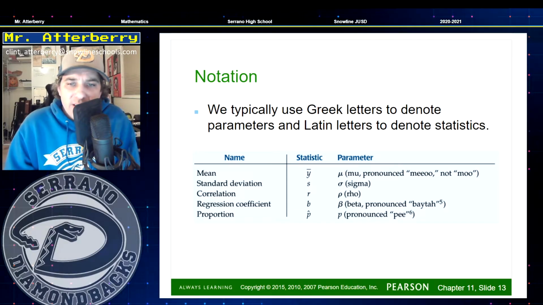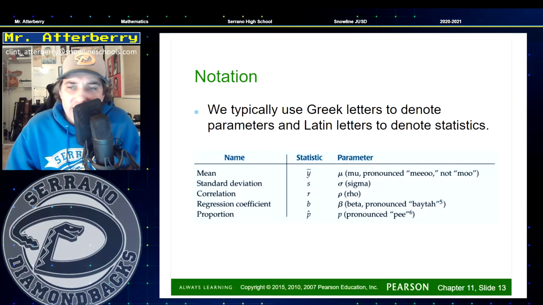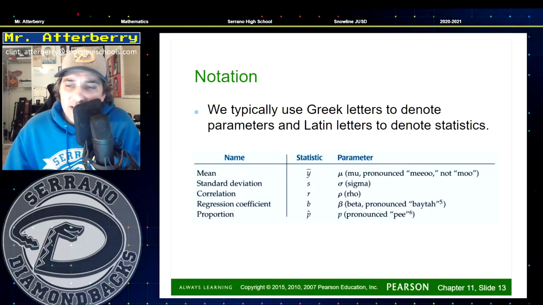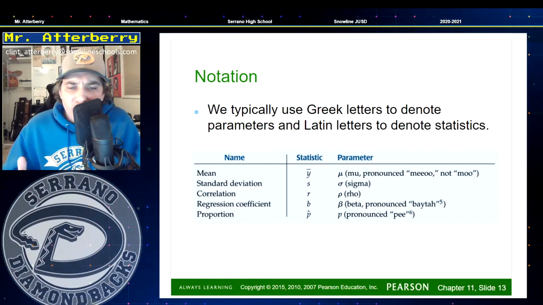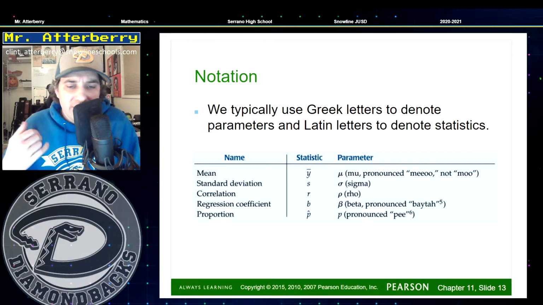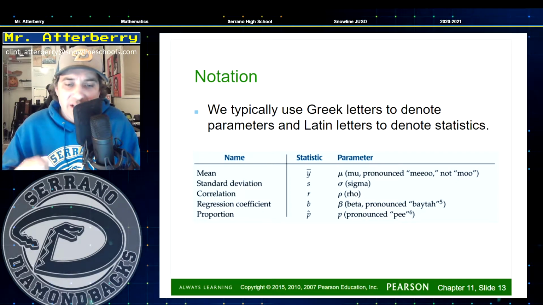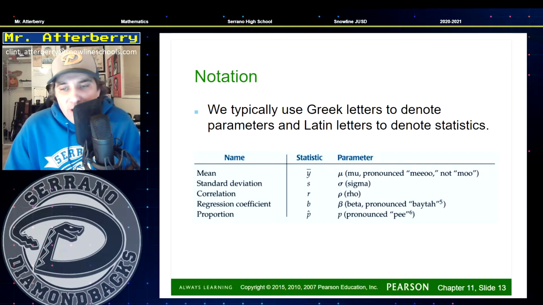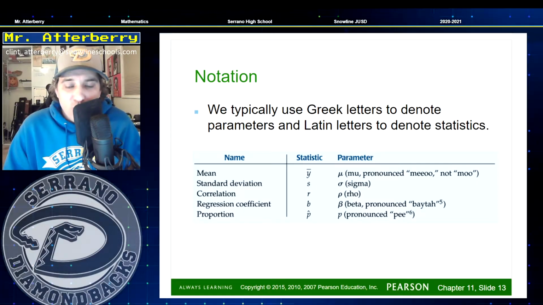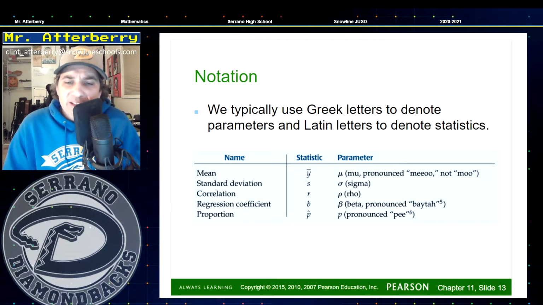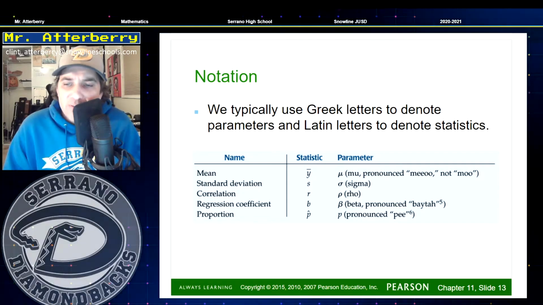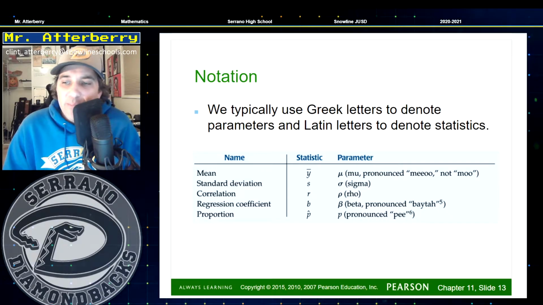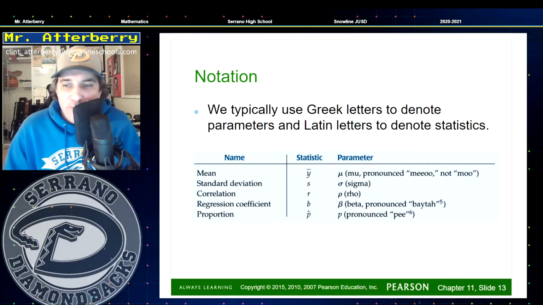So here's the notation that we're going to use. We typically use Greek letters to denote parameters and Latin letters to denote statistics. So the big important ones here, right, are mean, standard deviation, correlation, regression coefficient, and the proportion. So for the mean, we use either X bar, or this PowerPoint likes to use Y bar, so you'll kind of see both. But that's just the average of something, okay? And the parameter we use is mu, okay? Pronounced mu, not moo, okay? Mu. That's that little thing we've talked about before, okay?